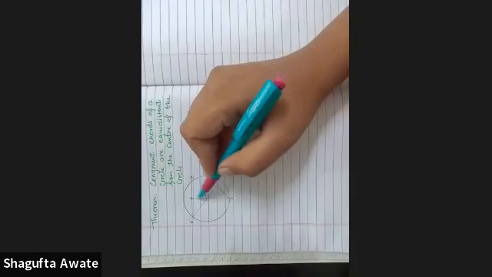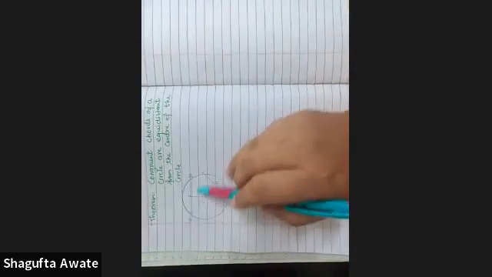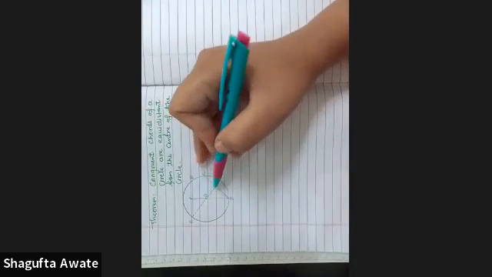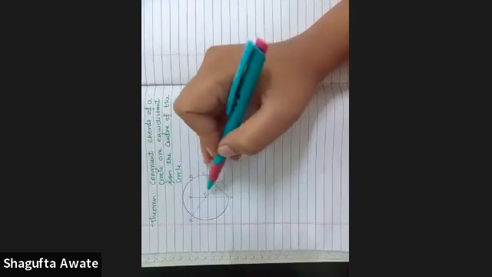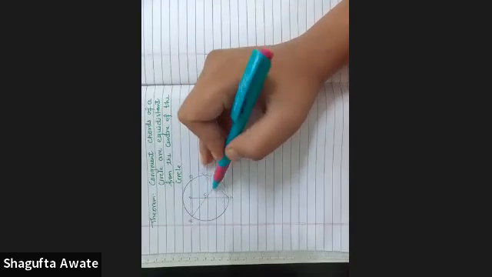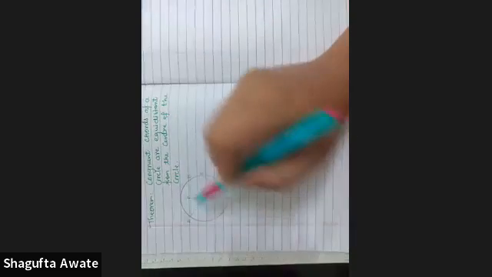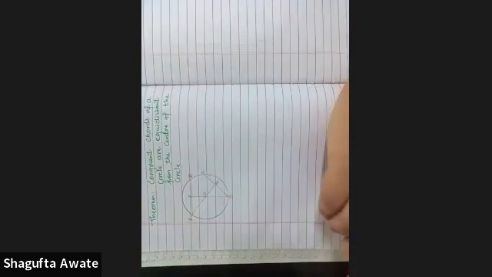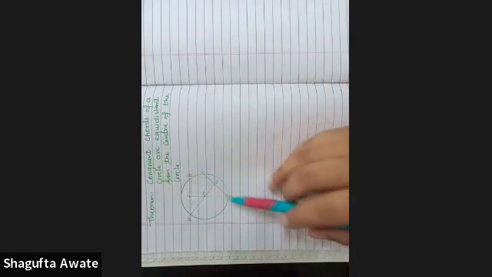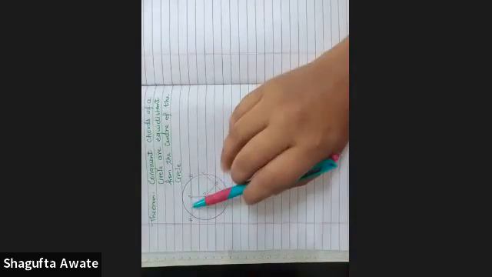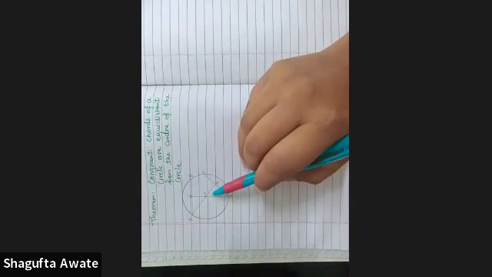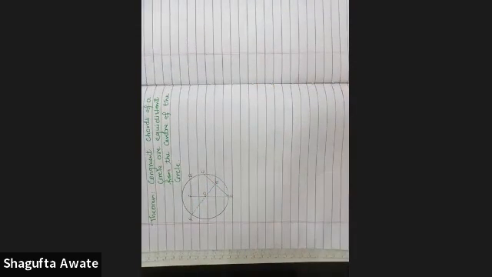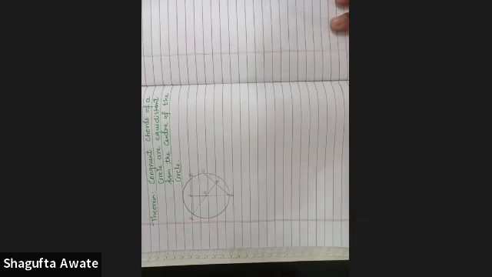OP is the distance of chord AB, and OQ is the distance from the center of the circle of the chord CD. We have to prove that OP is equal to OQ, because these two are the congruent chords. We have to prove that congruent chords of a circle are equidistant from the center of the circle. So let us write the given.